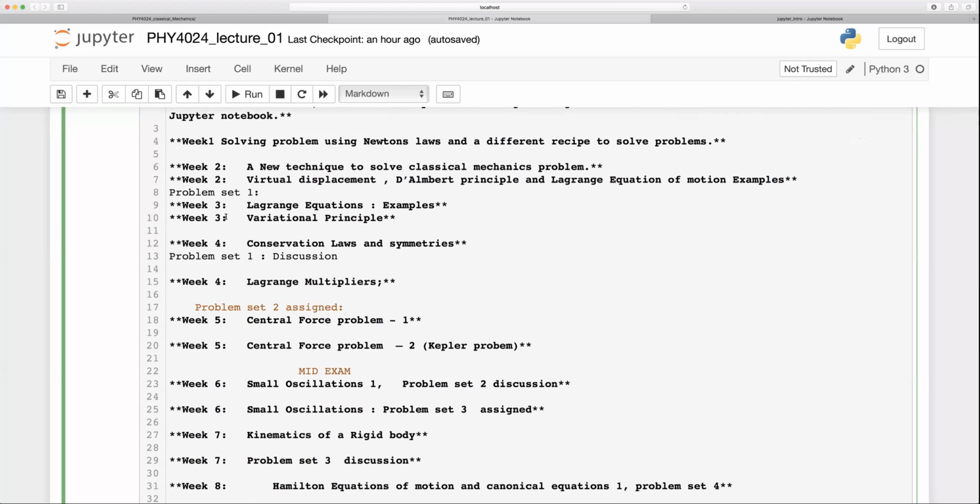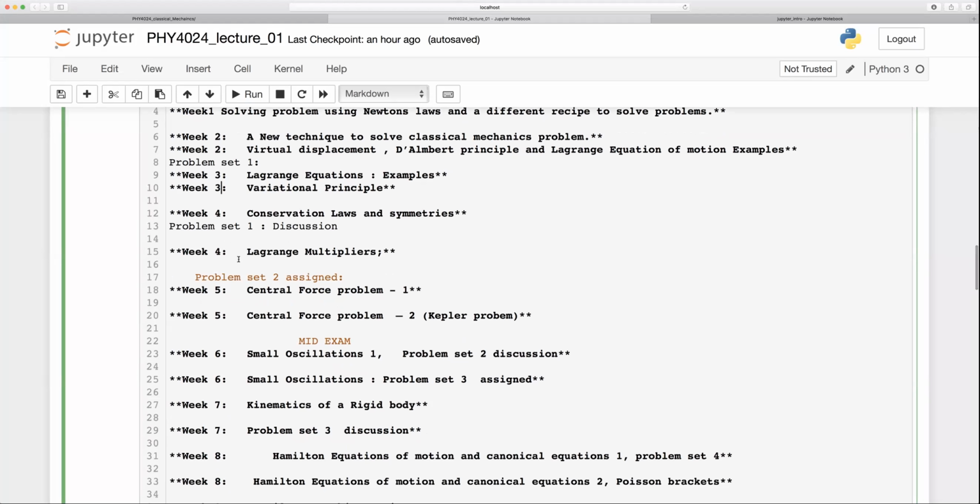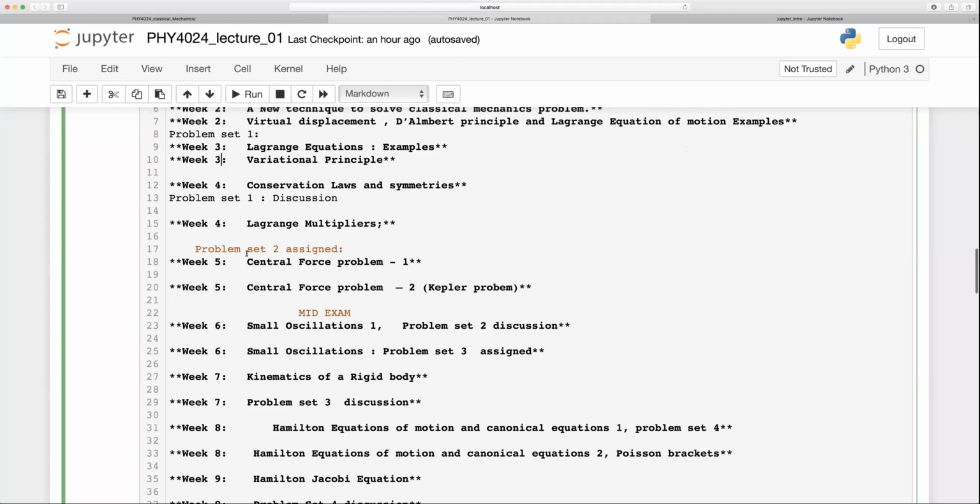And then, as I mentioned earlier, you will again learn about the variational principle, and then conservation laws and symmetries. Even though I divided it week by week, these conservation laws and symmetries will be directly related to the Lagrange equations, right? And then there is another small section called Lagrange multipliers. You may not have learned about this previously, and this is related to different types of constraints and a different way of solving a set of problems, right? But still, it will be Lagrangian mechanics.